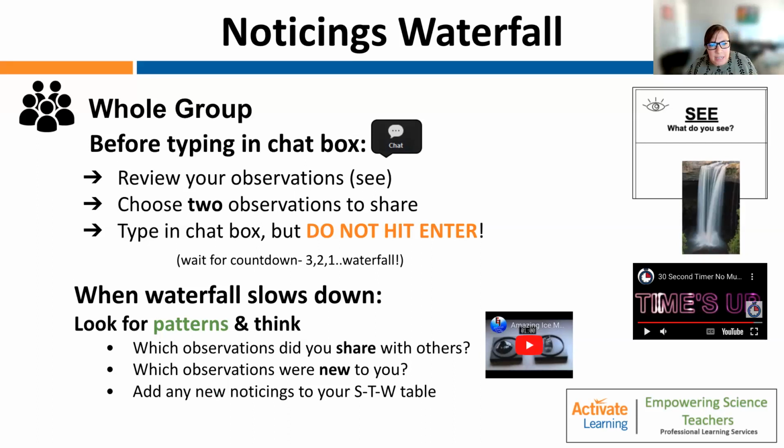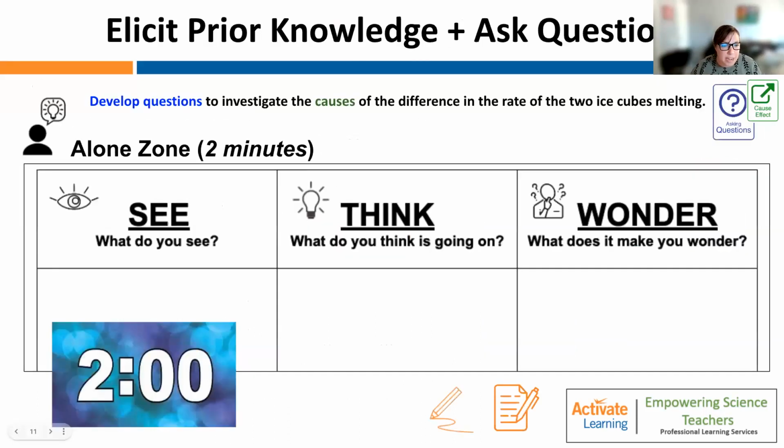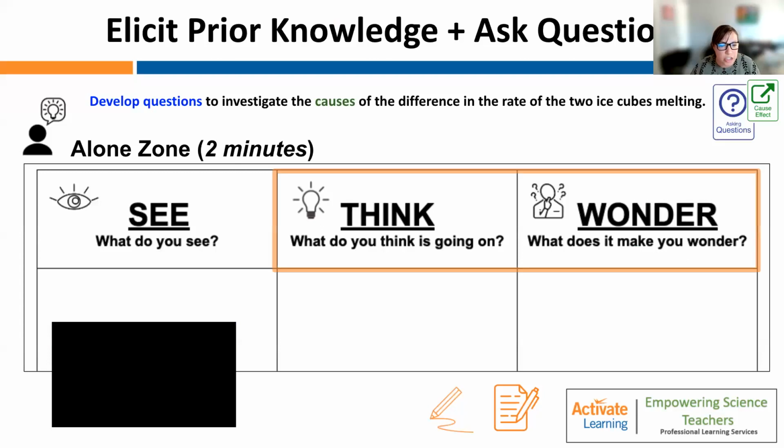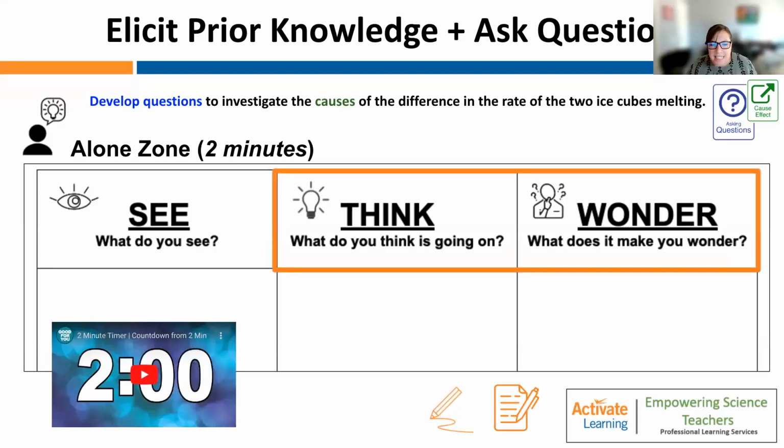So now that we've had time to share, it looks like we all noticed 2 really big patterns. The left melts faster than the right, and the blocks look the same. So let's keep going on our journey. Now that we've had time to share, we're going to move into the next 2 boxes. I like to structure these both at the same time with students, and I'll explain why.